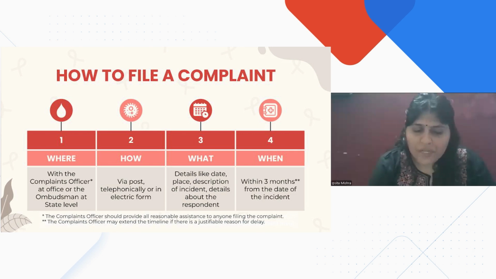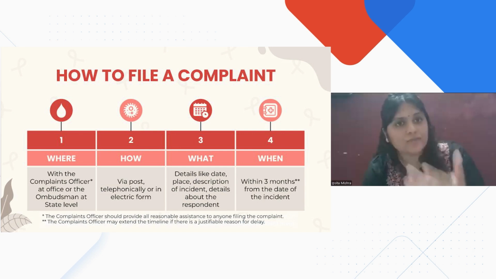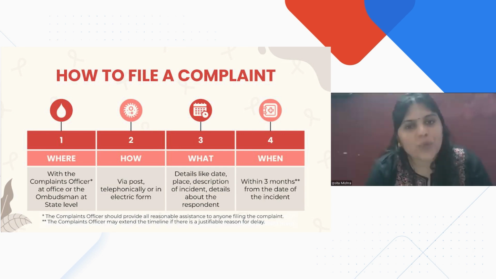Now, the law is also very clear, like the POSH law is clear, that there is a timeline. Till when can you file the complaint? The HIV law also states that within 3 months from the date of the incident, one can file a complaint. However, some flexibility has been provided. Like in case of POSH the presiding officer has the power, when it comes to HIV the complaints officer has the power to extend the timeline if there is some satisfactory or justifiable reason why the complaint could not be filed within the 3 months timeline.